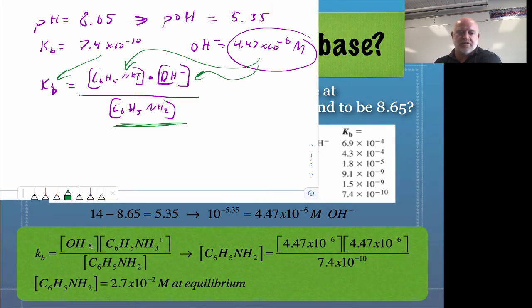Okay, so same deal, rearrange the equation, and if we do that, take a look, here's our equation. We've rearranged it, we put those in twice, we divided by the actual Kb value now, or the equilibrium constant for a base. That's why we call it Kb. And we should get 2.7 times 10 to the negative 2 molarity at equilibrium. Okay. All right, those are a couple of practice problems.